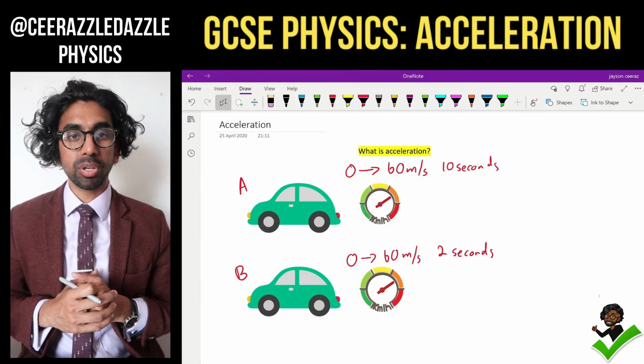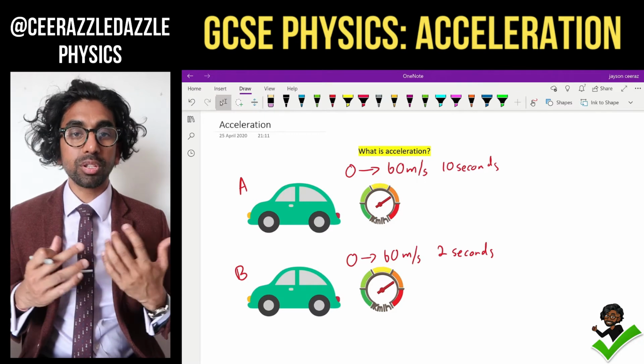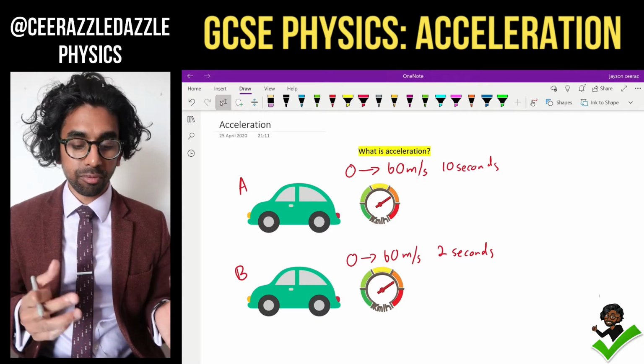In today's session, we're going to be talking about acceleration. So what exactly is acceleration? Let's look at the following problem.